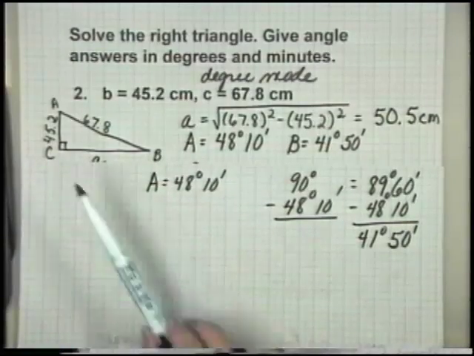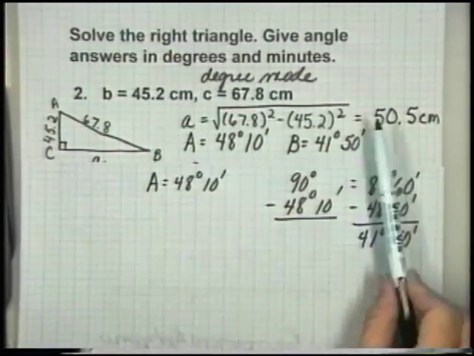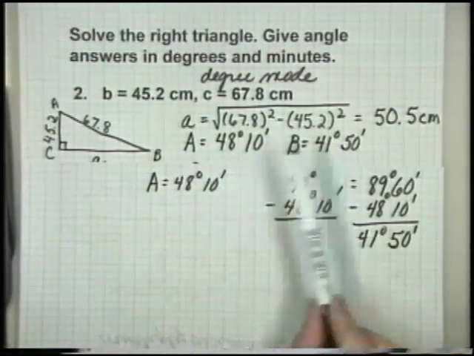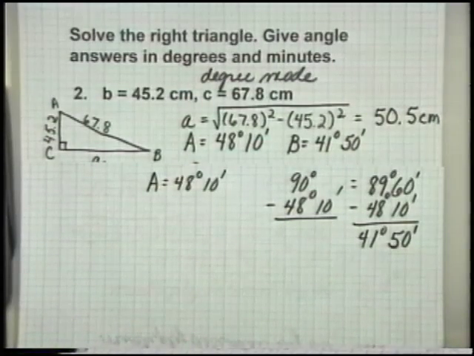So I believe that we have solved this right triangle. We knew we had the right angle and we were given two sides. We found that third side and those two acute angles.